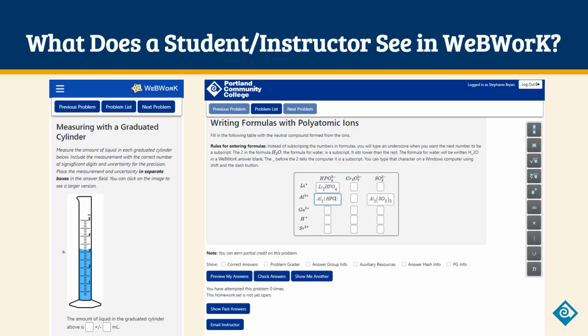Okay, so here are two example problems from the problem sets that we have programmed into WeBWorK. One of these is the way that, if you look on the left, the measuring with a graduated cylinder, that is a screenshot from a mobile device. That is what WeBWorK looks like on a phone. It works on all mobile devices, works on iPads. On the right, that's what WeBWorK will look like on a computer screen, most standard computer screens.